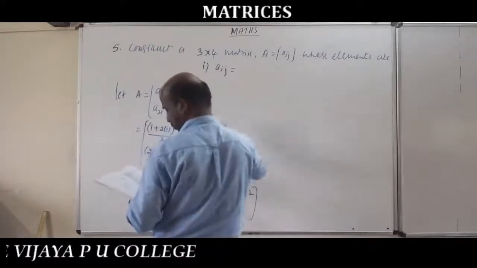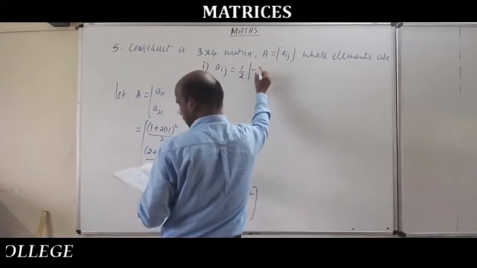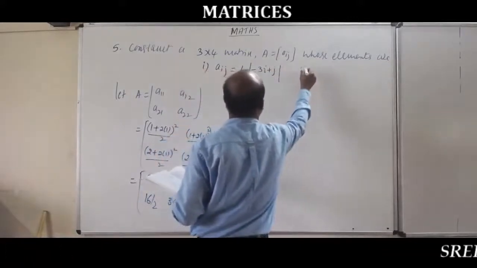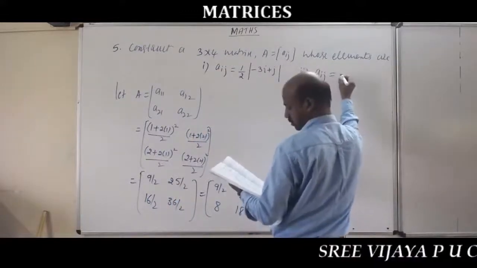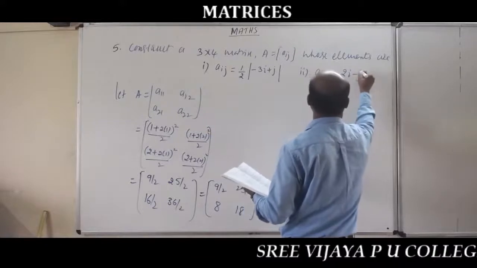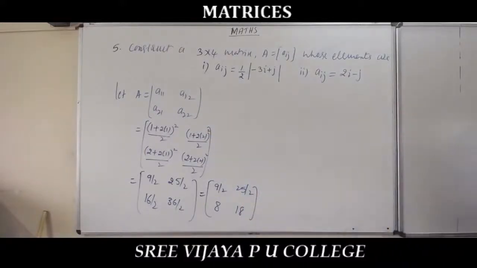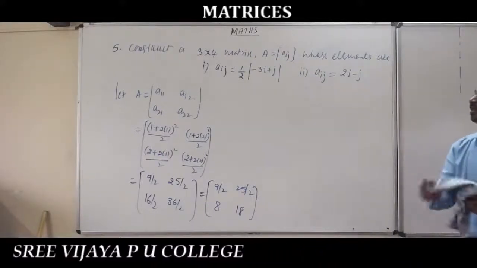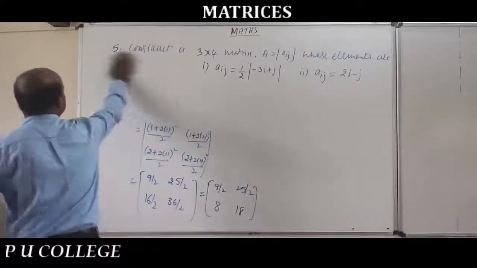Aij is equal to 1 by 2 into modulus of (minus 3i plus j). That is, Aij is equal to 2i minus j. We have constructed a matrix of order 3 by 4. A matrix of order 3 by 4.